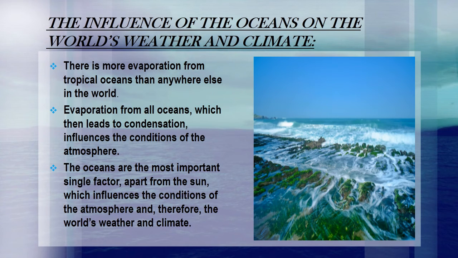The influence of the oceans on the world's weather and climate. This heading states that the oceans have a great influence on the world's weather and climate, as the process of evaporation occurs more in tropical oceans than in the rest of the world, which later on leads to condensation, and then it has an influence on the atmosphere as well. The oceans are the most important single factor after the sun which has an influence on the weather and climate of the world as well.